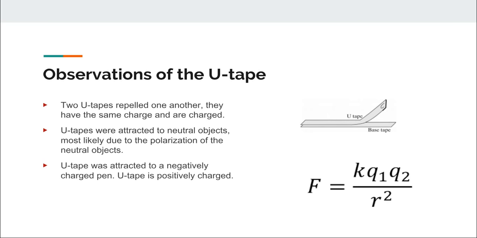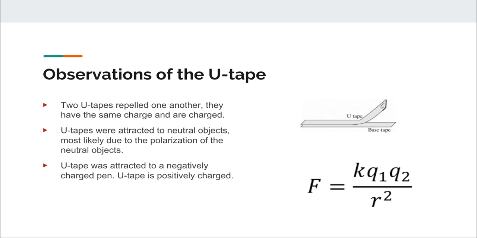So we observed pieces of U-tape. We created U-tape by taking a piece of tape and sticking it onto a surface. Then we took another piece of tape, placed it on top of that tape, and then pulled it up. And that created a charge on that top piece of tape. We noted that that tape is now called U-tape.